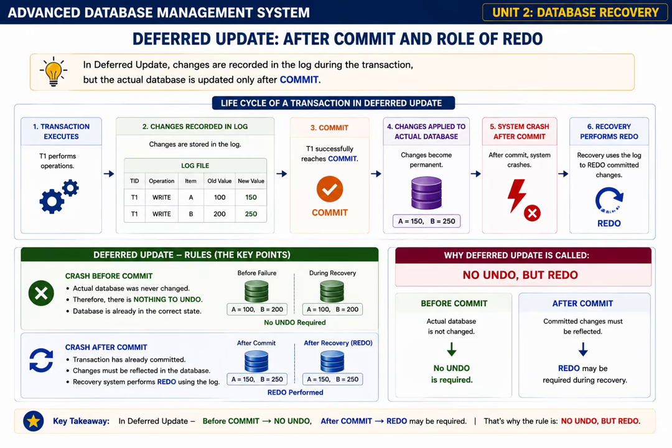Suppose transaction T1 has performed its operations successfully and finally reaches the commit point. At this stage, the transaction is considered successfully completed, and its changes can be applied to the actual database. Now, imagine that after the transaction commits, the system crashes. When the system starts the recovery process, it may need to apply the committed changes again. In that situation, the recovery system can use the information stored in the log and perform redo. So let us make the rule very clear. If a crash occurs before commit, there is nothing to undo in deferred update because the actual database was not changed. If recovery is required for a transaction that has already committed, the recovery system can perform redo. And this is the reason we describe deferred update as no undo but redo.